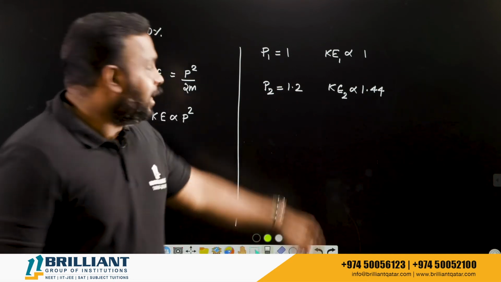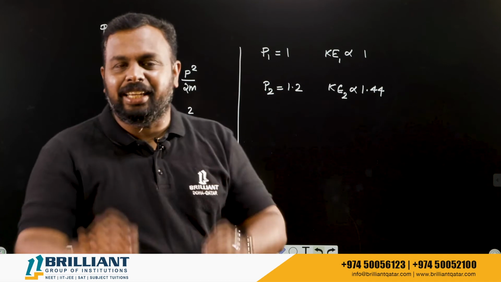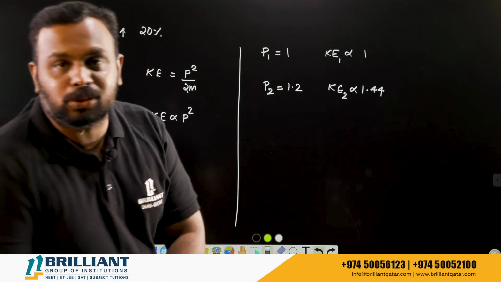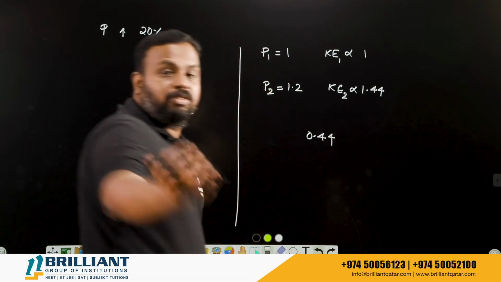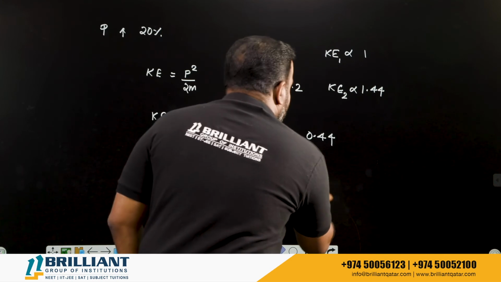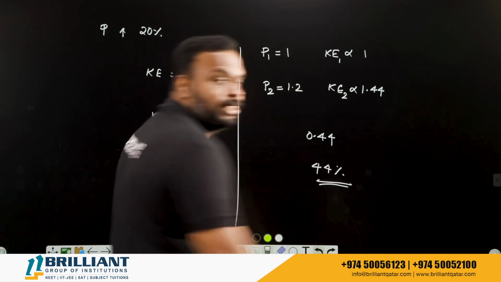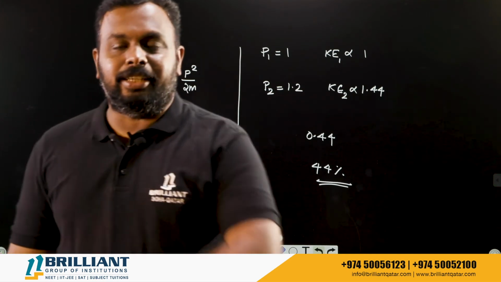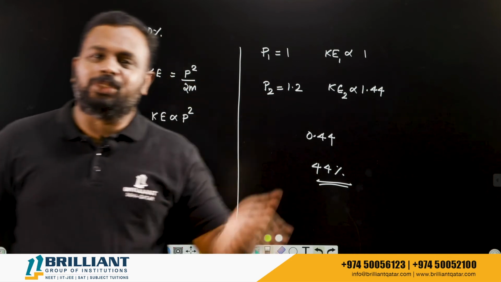Now, what you can see, initial kinetic energy is 1, final kinetic energy is 1.44. What is the increase there? 1 becomes 1.44. So the change, you can see that it's 0.44. 0.44 change is there in the kinetic energy. 0.44 change means if you're converting into percentage, into 100%, what will be the answer? 44%. So the increase in kinetic energy will be how much? 44%. I told you, you can find the answer for this question in 10 seconds.